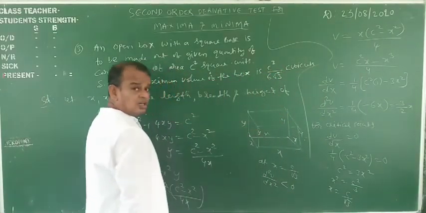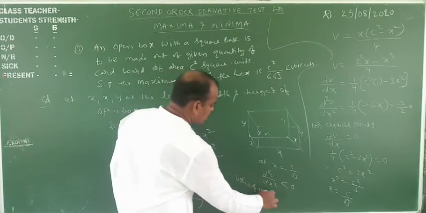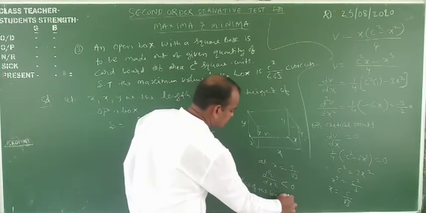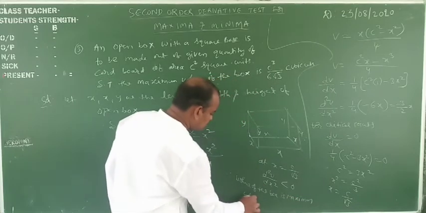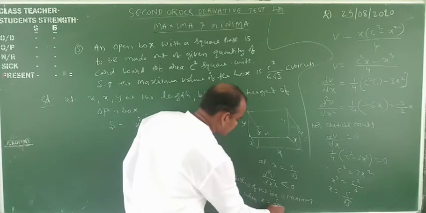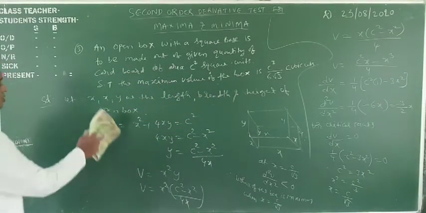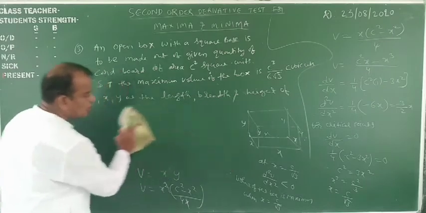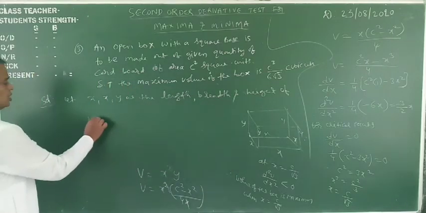Therefore, the volume of the box is maximum when x is equal to c by root 3. Now substitute to find the volume. What is the volume? The volume is equal to c cube by 6 root 3.